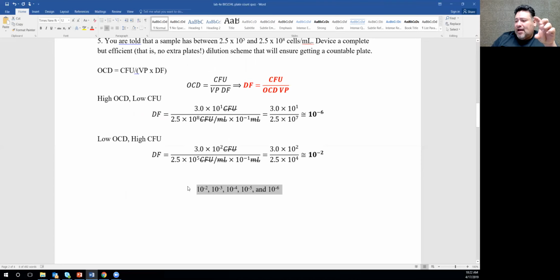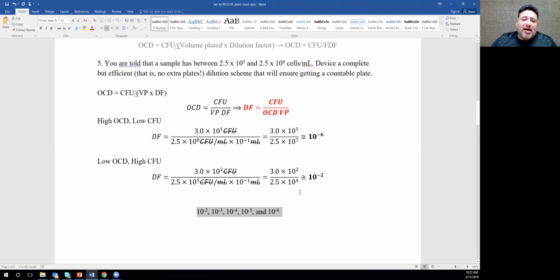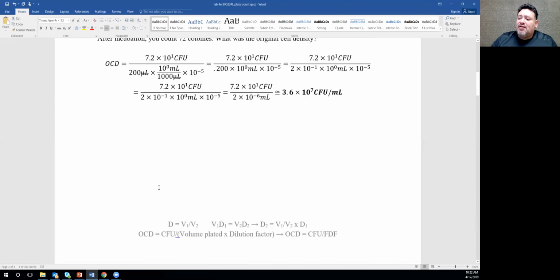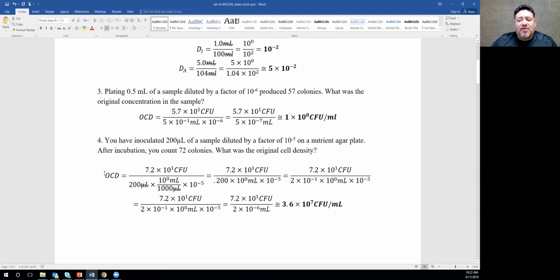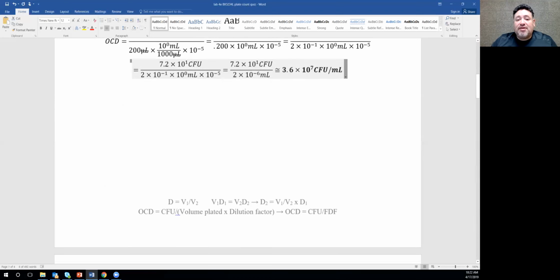Okay. And then I would use how many plates? 1, 2, 3, 4, 5 plates. And we do it redundantly. We multiply times 2. We plate 2 plates for each one. So it's 5 times 2. So I would end up using a total of 10 plates. And that is guaranteed to give me a countable plate between 30 and 300. Okay. So that's it. That's the most complicated one. Once we find a countable plate, now you can use one of these formulas to calculate what the original cell density is. And that's all there is to it.